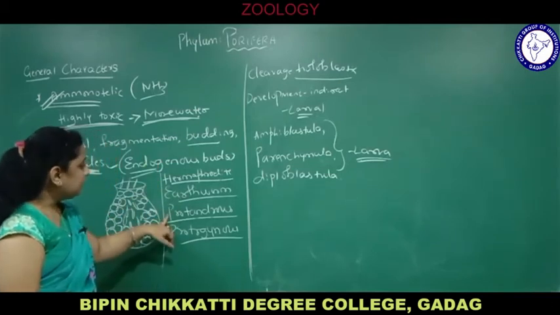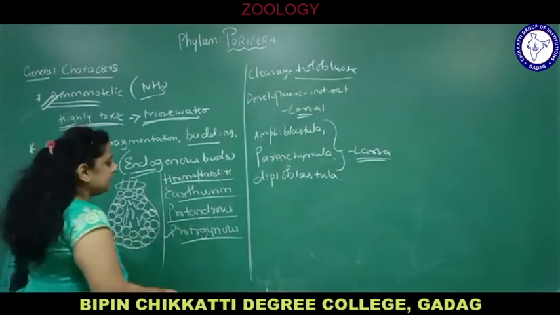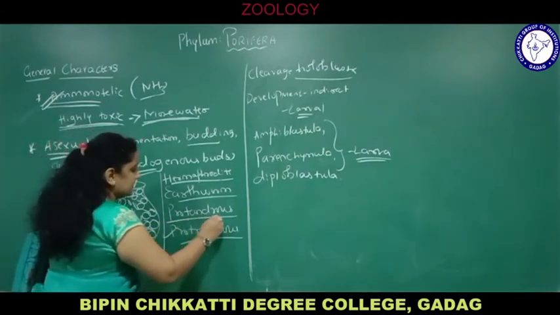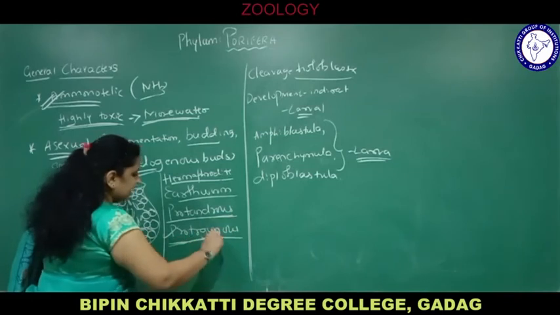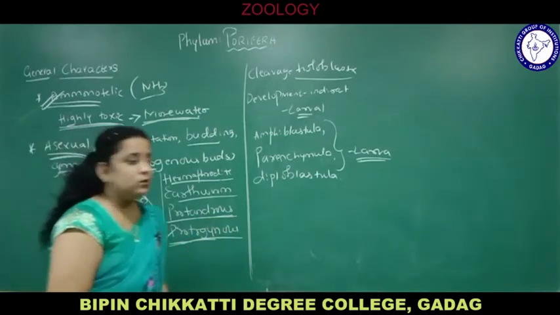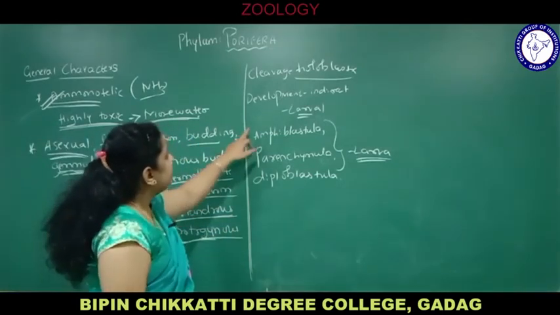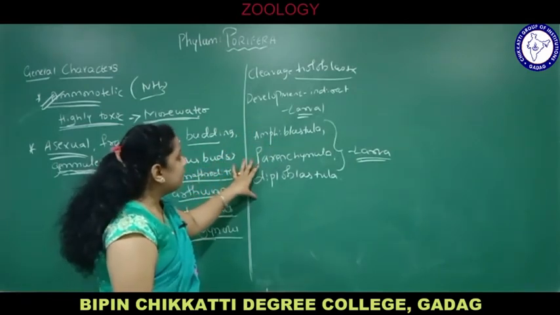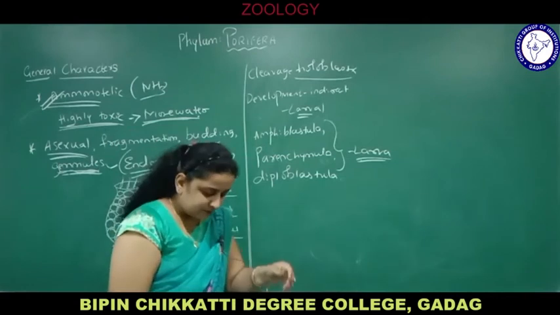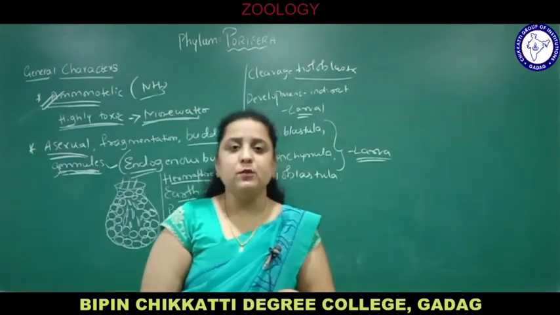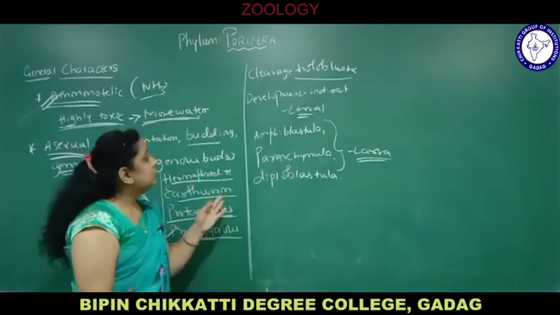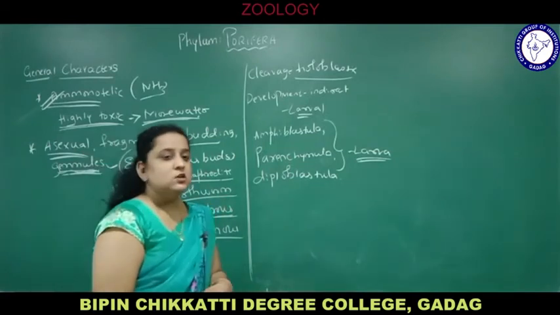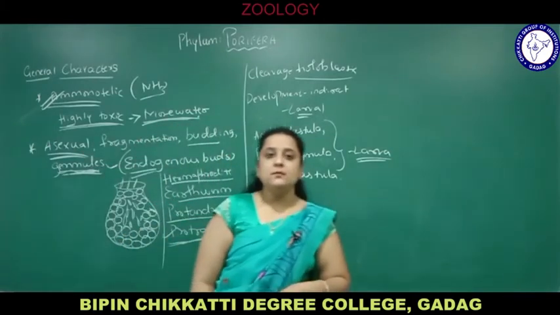And what type of males here? Males are protandrous. Protandrous means the males mature earlier than females. I just told the meaning of protogynous. You should know what protandrous and protogynous mean. And development is indirect by larva. The question will be asked, very important: name the larva of phylum Porifera. The answer is Parenchyma, Diploblastula, and the third one is Amphiblastula. So these are the general characters of phylum Porifera.